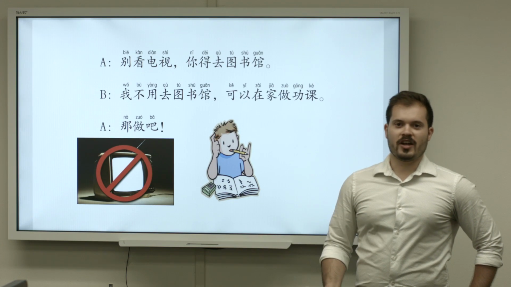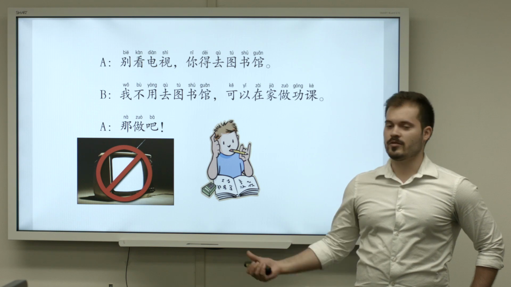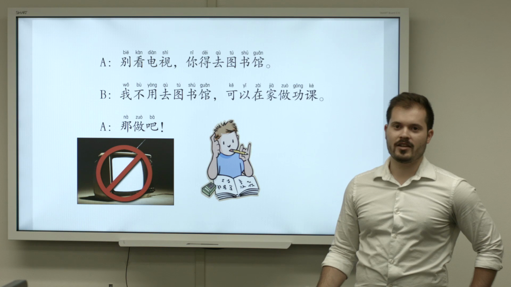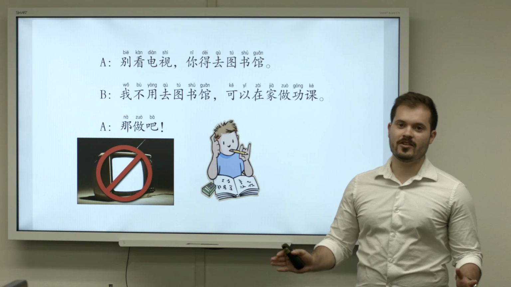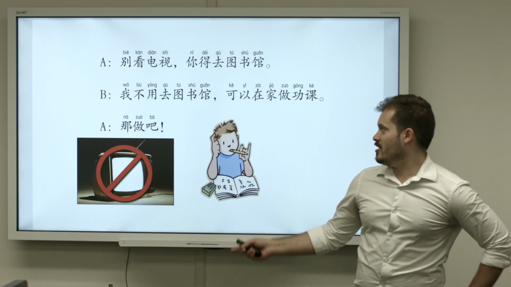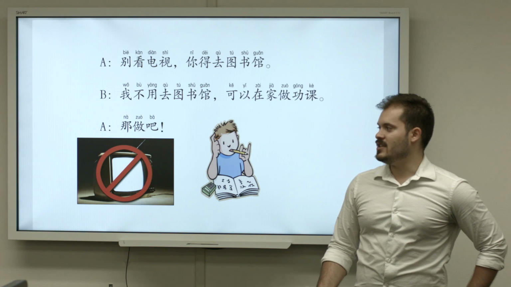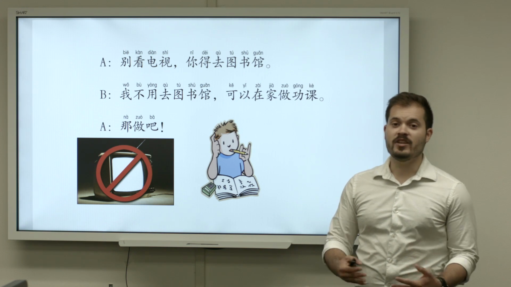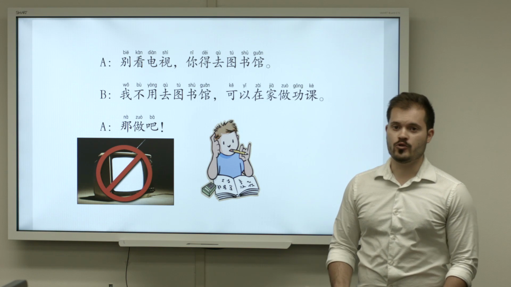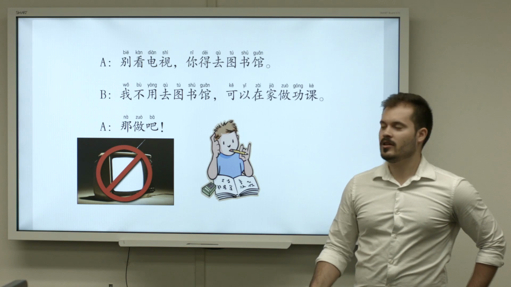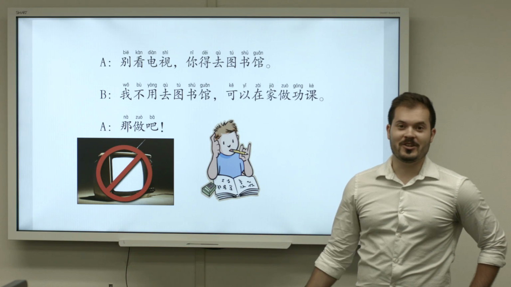So in this sample dialogue, presumably a mother is saying 别看电视, 你得去图书馆. Like, don't watch TV, you must go to the library. And the student says, 我不用去图书馆, 可以在家做功课. I don't need to go to the library. 不用去图书馆, 可以在家做功课. I can do my homework at home. And he says, 那做吧, then do it.